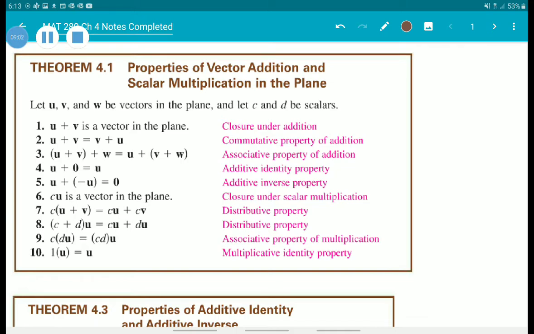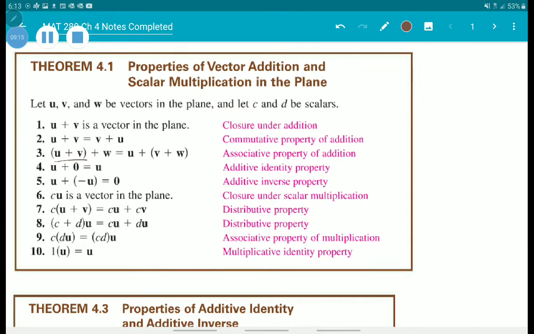The commutative property also holds, which means I can add vectors in any order and I'm going to get the same vector regardless. The associative property for addition holds. I can change the groupings. I can group U plus V and then add W, or I can group V plus W and then add U. I will get the same thing regardless.